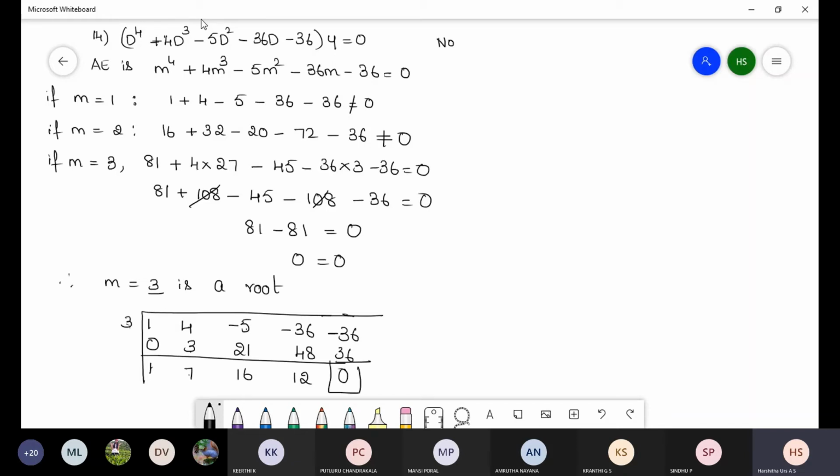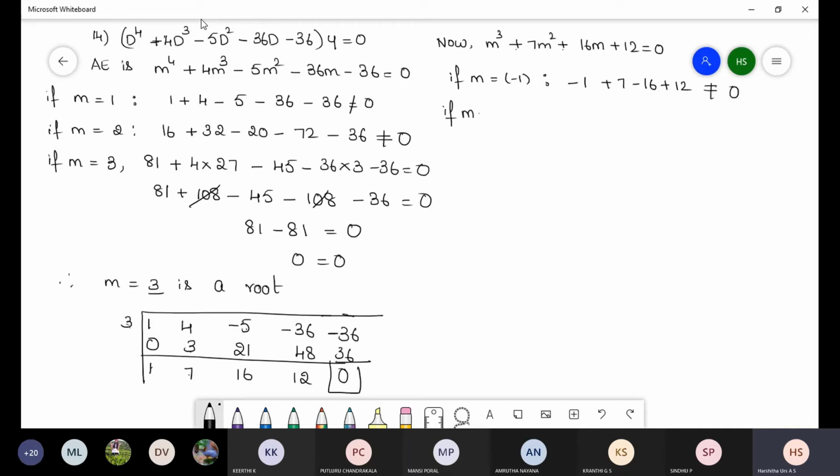So now write the equation, that is m cube plus 7m square plus 16m plus 12 is equal to 0. Again, all the signs here are plus, so we have to check with the negative sign. Suppose m is equal to minus 1. Minus 1 plus 7 minus 16 plus 12. So 16 plus 1 is 17, but 12 plus 7 is 19, not equal to 0.